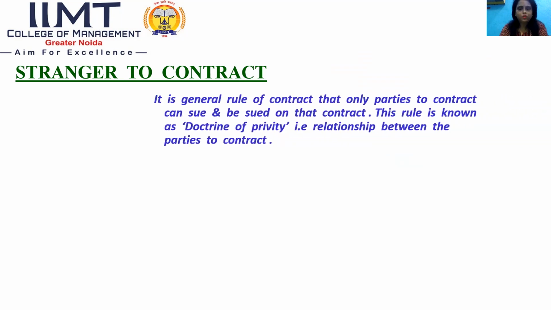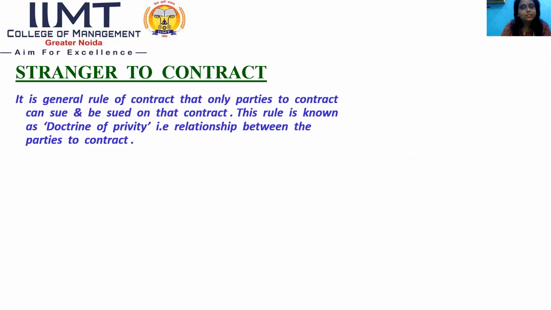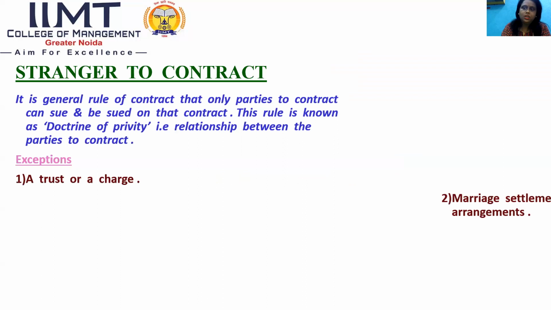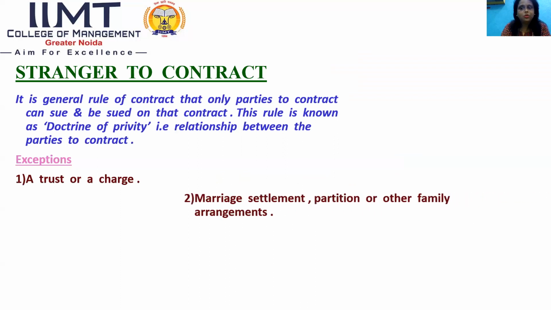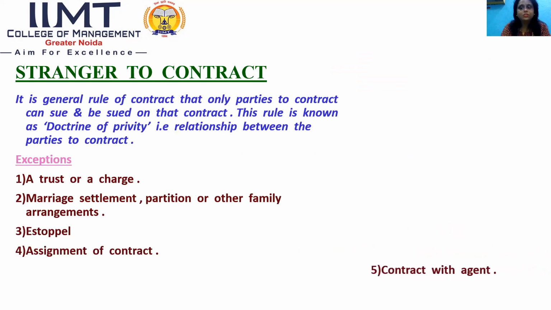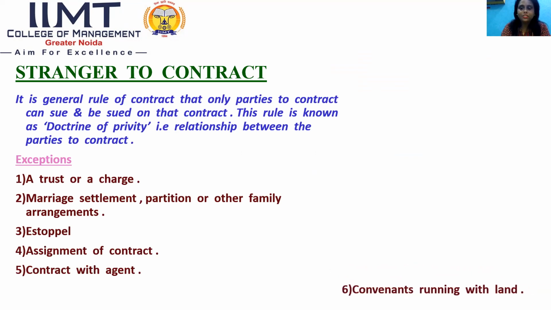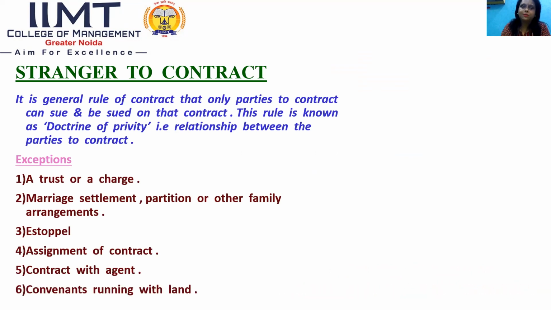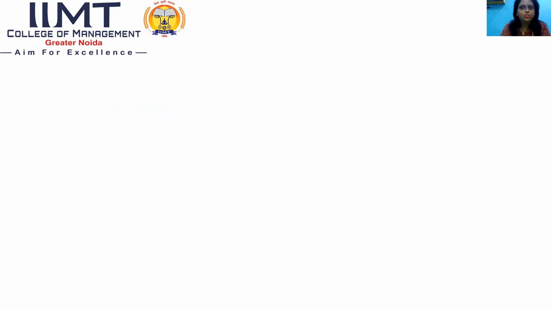It is a general rule of contract that only parties to a contract can sue and be sued on the contract. This rule is known as the doctrine of privity, that is, the relationship between the parties to the contract. Some exceptions are a trust or a charge, marriage settlement, partition or other family arrangements, estoppel, assignments of contract, contract with agent, covenants running with lands. These are the exceptions for a stranger to contract.